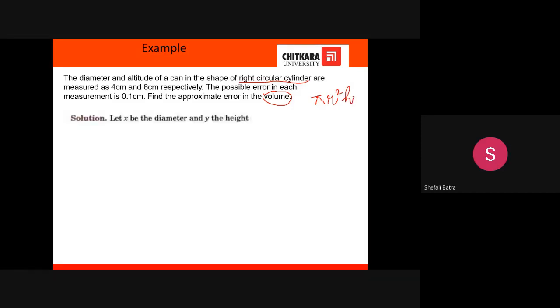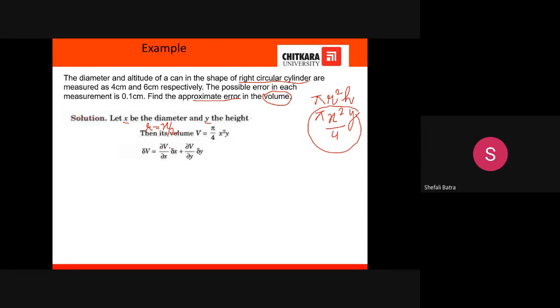So let us suppose x be the diameter and y be the height. If x is diameter, then radius would be x by 2. So your volume would be pi x square by 4, height is y, so that is y. So this is the formula for volume. So volume is equal to pi by 4 x square y. Absolute approximate error in volume. Formula is error in V, where V is a function of two independent variables x and y.